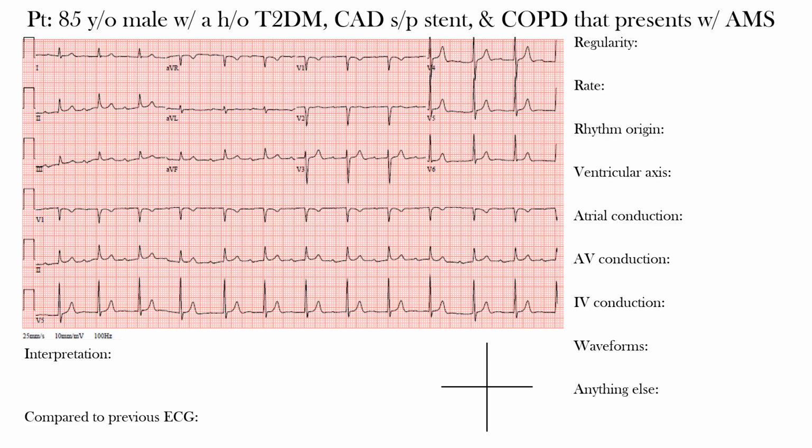So this week's case is an 85-year-old male with a history of type 2 diabetes, coronary artery disease, status post stent placement, and COPD that presents with altered mental status. His presenting EKG is shown here.